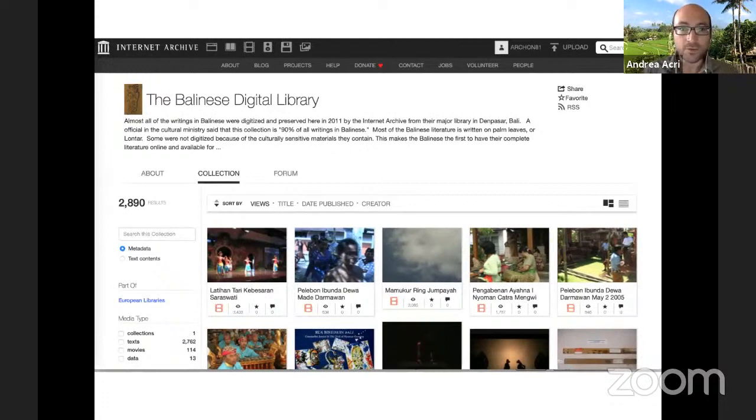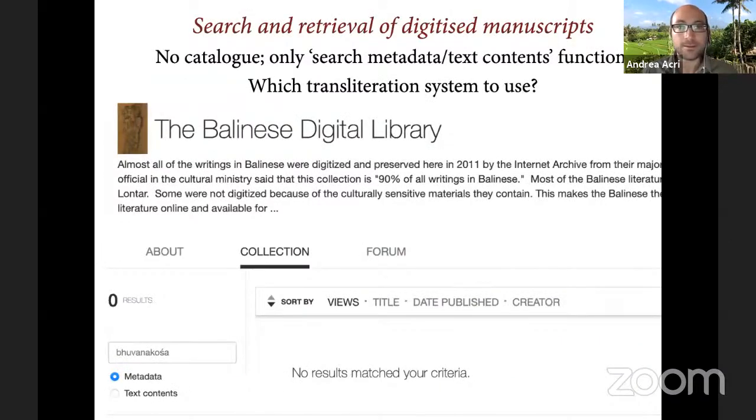And so if you're a scholar, let's say, who wants to search for a particular text or particular manuscripts, you can enter the word you are searching in that field. And basically, the first problem you have is which transliteration system to use. As you know, these languages are transliterated into Roman script.